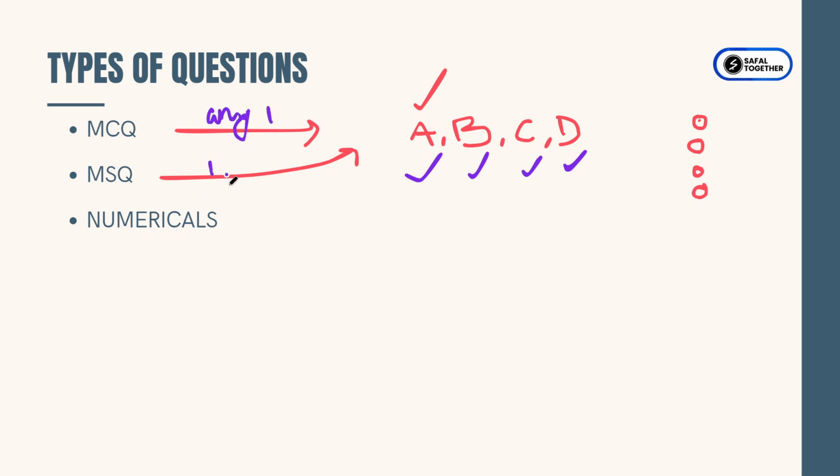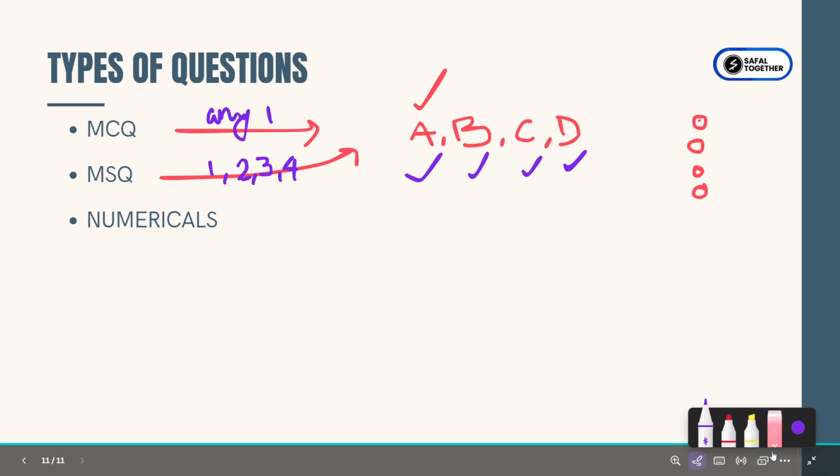Okay, this is any 1, 2, 3 or 4, but it will be mentioned. The only advantage that you're going to get between both of these is that in your MCQ questions, you have a negative marking, whereas in your MSQ, you do not have negative marking. So even if you go wrong, you will not be penalized for it.